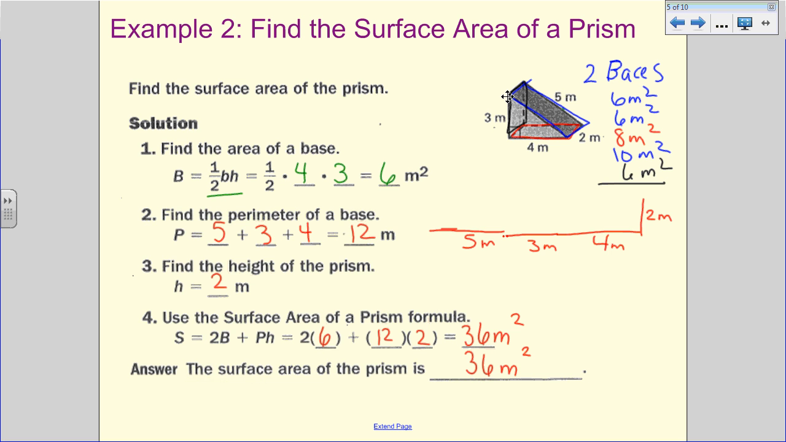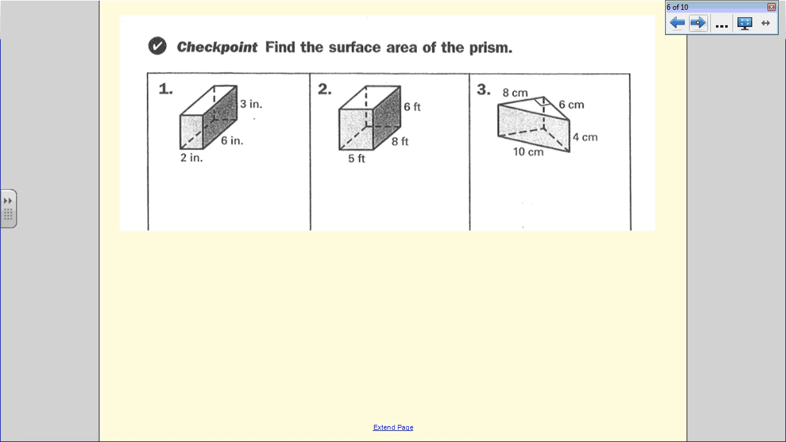So we can find the area of a prism using the formula of 2 times the area of the base plus perimeter times height, or by finding each face, the 2 bases and the lateral faces, finding their individual areas and adding them together. All right, so we want to find the surface area of the prism. I'm going to do 2 of these with you, each way, and then you can do one on your own.